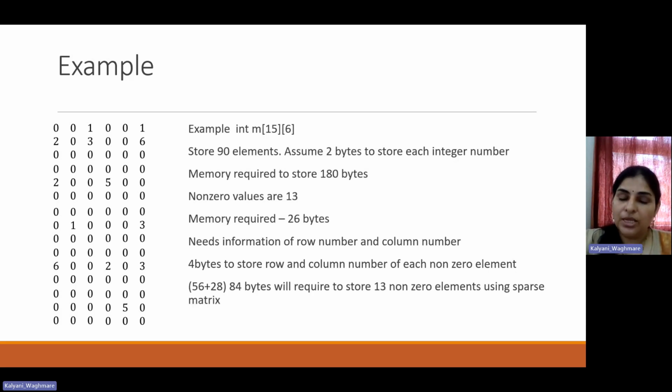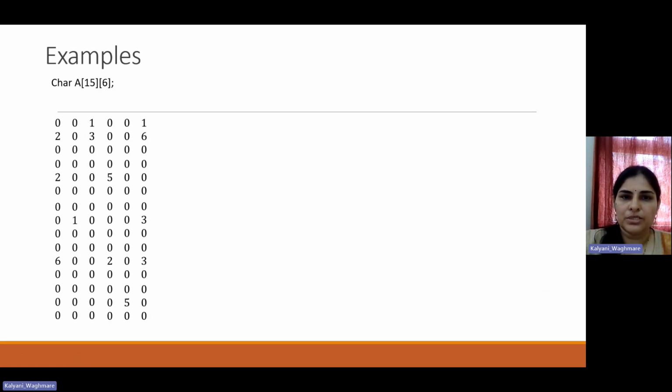So the memory required will be only 84 bytes to store this particular matrix in sparse matrix form. As 13 elements are there, to store those 13 elements we are going to take 13 rows, and in every row the row number, column number, and non-zero term will be there. In the next slide, we will see how it will be represented.